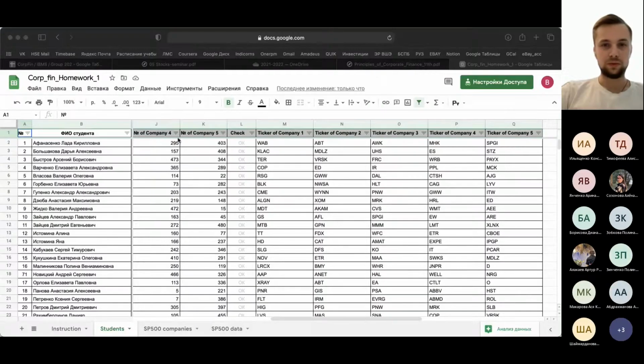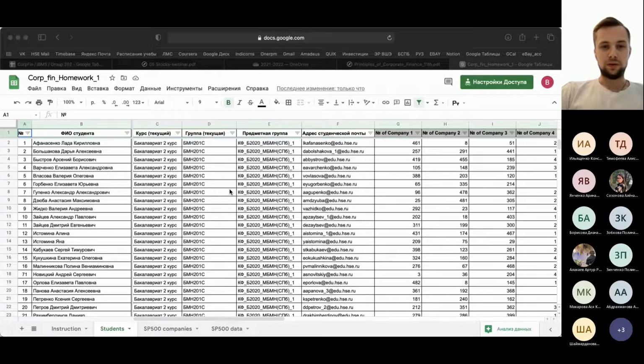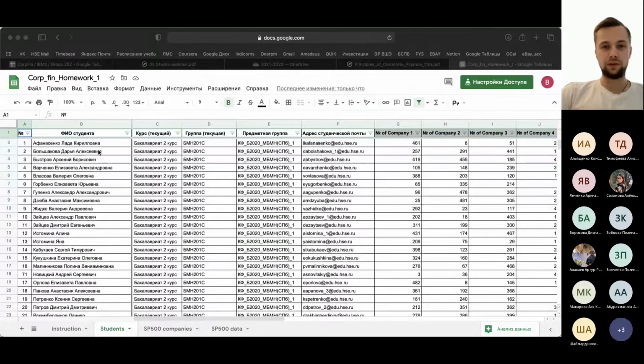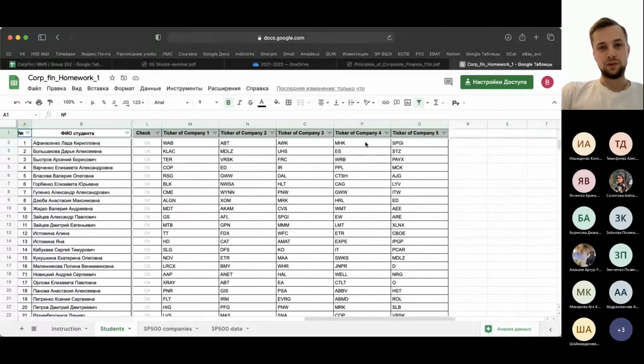For it to be more clear to you, let me show. Can you see the screen? Yes. So in the Smart LMS, you will find two Word documents with guidelines. In one of these documents there is a link to this spreadsheet in which every student is assigned 5 companies from the S&P 500 index. You take these companies, download the data for the tickers from Yahoo Finance, and then make some calculations regarding the guidelines.